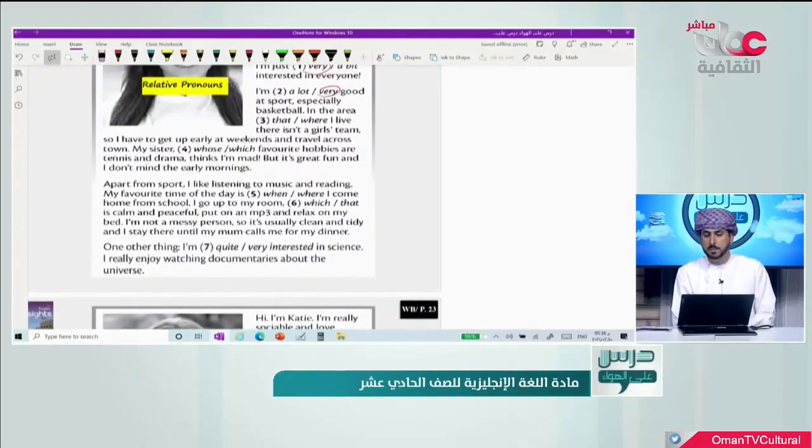In the area that or where I live, there isn't a girls' team. So which one is the correct option here? Is it that or where? The answer is where. Why? Because we are talking about a place. So she is mentioning the area where she lives.